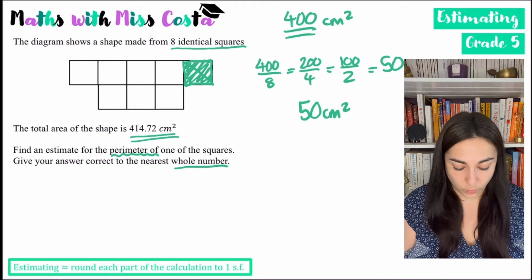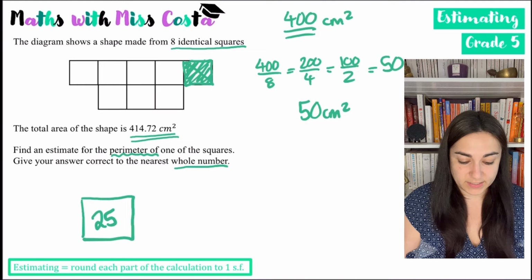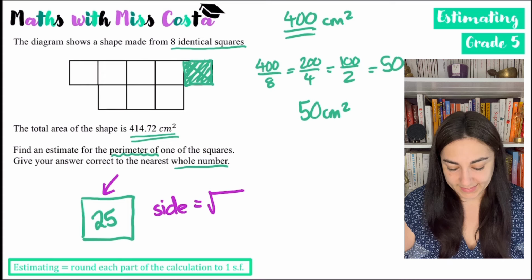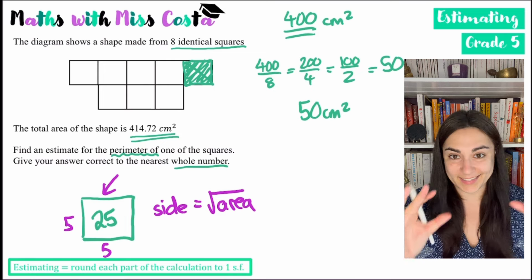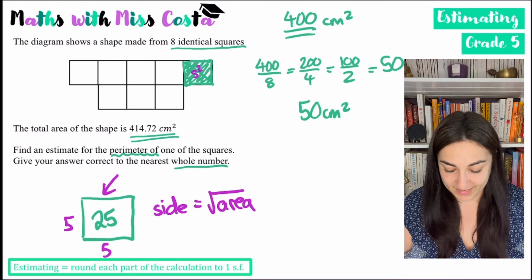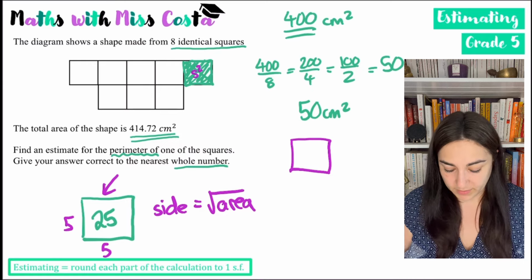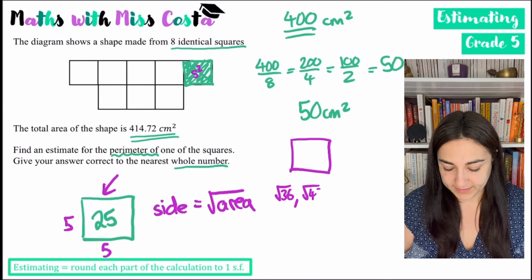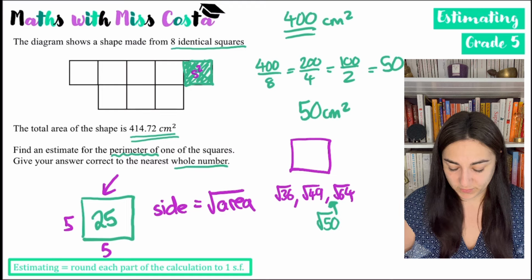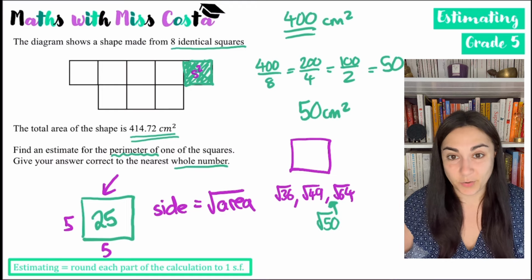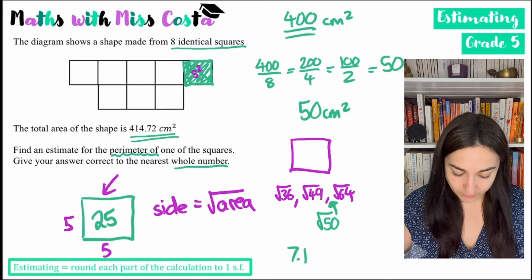Now, I need to estimate what the side is in order to work out the perimeter. So whenever you have a square, let's say this is 25, the length of a side is the square root of the area of the square. So this is 5. I know 5 times 5 is 25. The area is the side squared. If I know that the area of this is 50, remember what I did with my square roots. Think about your square numbers. 6 squared is 36, 7 squared is 49, 8 squared is 64, and so forth. So the square root of 50 is going to lie in between the square root of 49 and the square root of 64. It's a lot closer to the square root of 49, so I'm going to say it's 7.1. In reality, it's probably a little bit less, but 7.1 is absolutely fine.